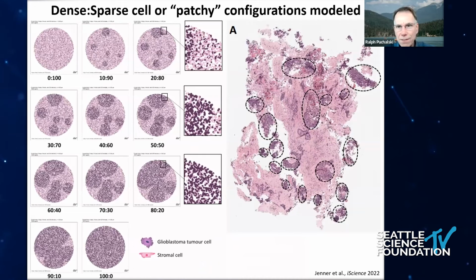So different densities of cellular tumor were then modeled based on the pathology scores of areas denoted in panel A. Here you can see in the H&E stain, high dense tissue and low density tissue. And these were modeled on the left in different configurations, ranging from purely sparse tissue, 0 to 100, or at the bottom, 100 to 0, which is completely dense tissue. We modeled all of this in order to account for the variability and the heterogeneity that we found in the glioblastoma.